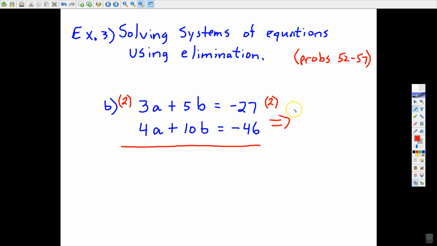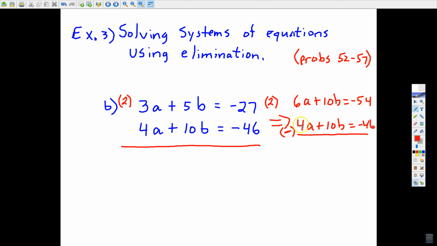Multiplying by 2 on the top equation gives us 6a plus 10b. Don't forget, a common mistake here, some people forget to multiply on the right side. Just everything gets multiplied by 2. I'm not doing anything to the bottom equation. And I'm showing minus because it's going to take subtraction the way I have it set up. It's going to take subtraction to eliminate b.